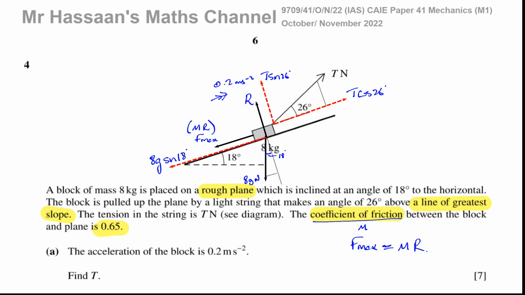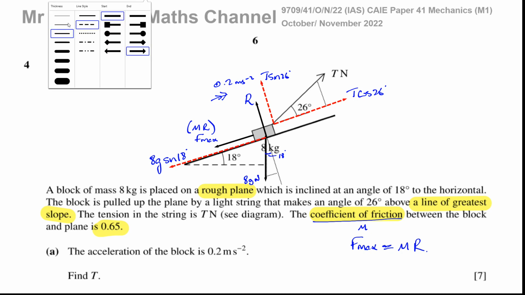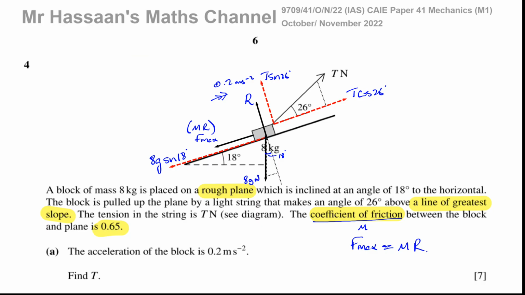And if we're resolving the force, a second, let me just get that back. If I'm taking this weight and resolving it in the direction which is perpendicular to the plane, I have to go into the angle given. So when I'm going into the angle given, I have to use cosine. So this is going to be 8g times cosine of 18 degrees.